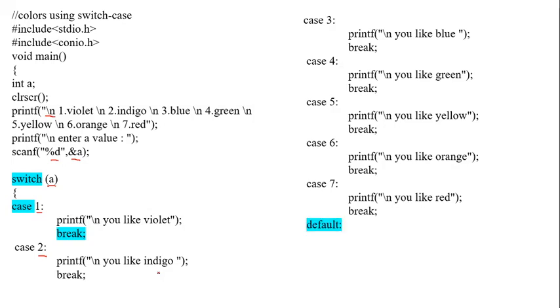Default. That means if A is not matching with any of these values 1, 2, 3, 4, 5, 6, 7, if A is outside of 1 to 7, say 8, 9 or any number, then it is not matching with these values. Then control will go to the default block. If the expression is not matching with any of the values in the cases, then control moves directly to the default block. Whatever I place in the default block will be executed.